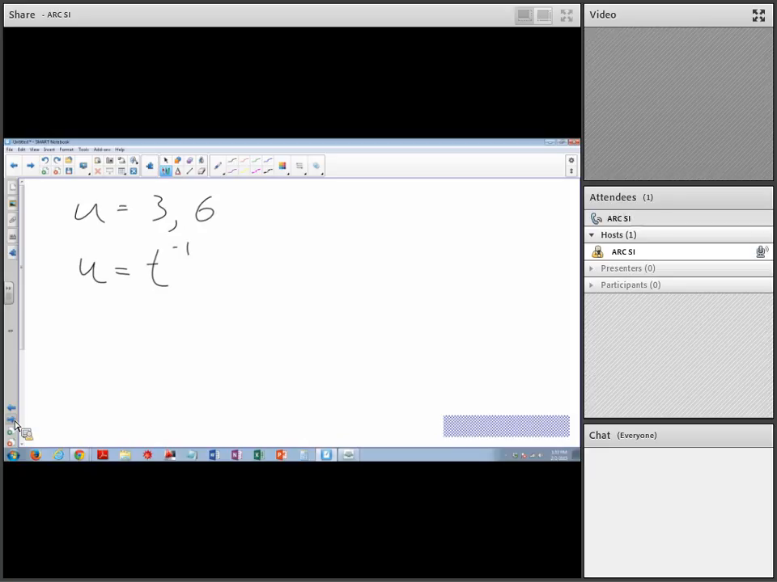So can you tell me what t is? What does this mean? Isn't that 1 over t? Yes. So u equals 1 over t. U equals 3 and 6. What is t?